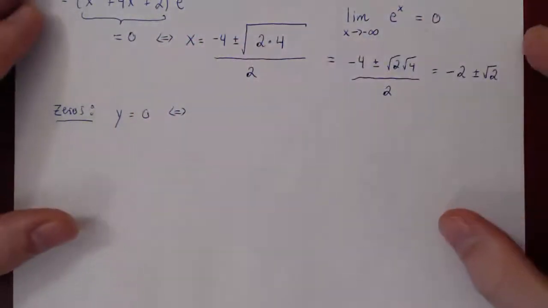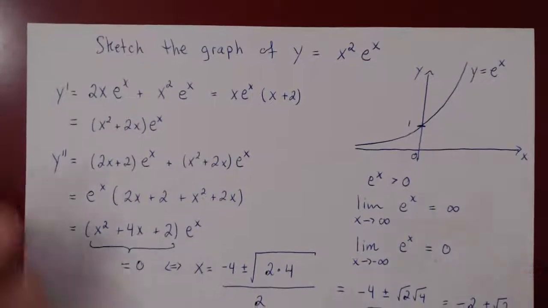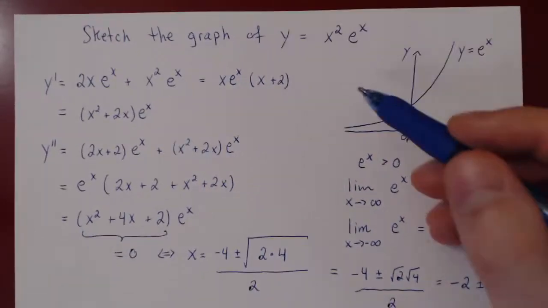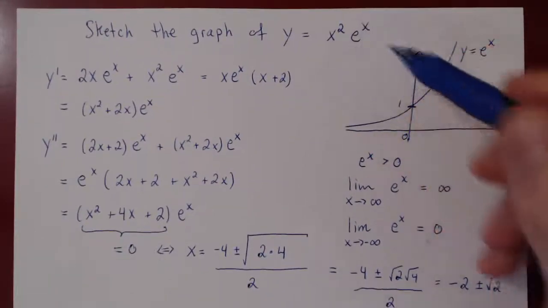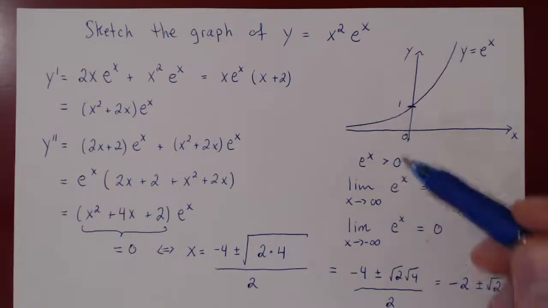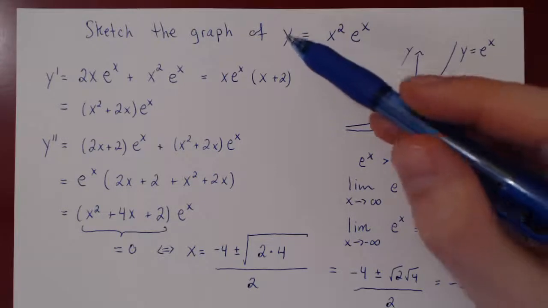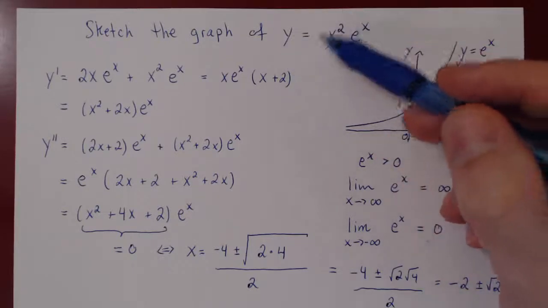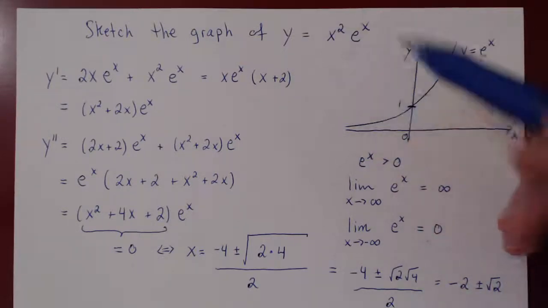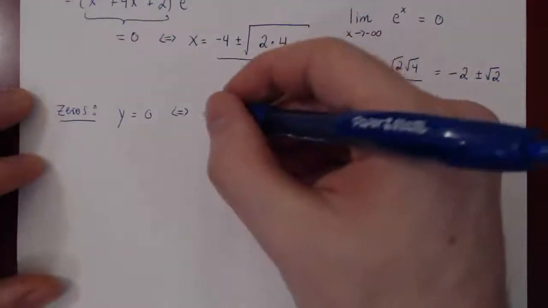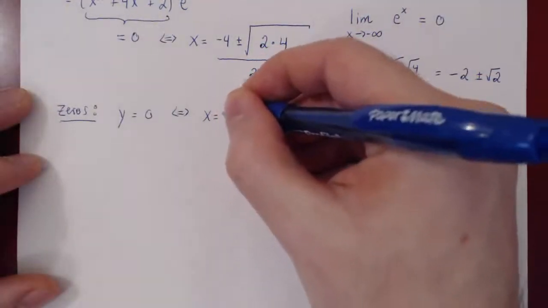How can our function y be equal to 0? The function is x squared times e to the x. So we have a product, but e to the x is always strictly positive. This term will never be 0. So the only way for y to be 0 is if x squared is 0, and x squared is 0 only when x is 0. So we have a single zero of this function, x equals 0.